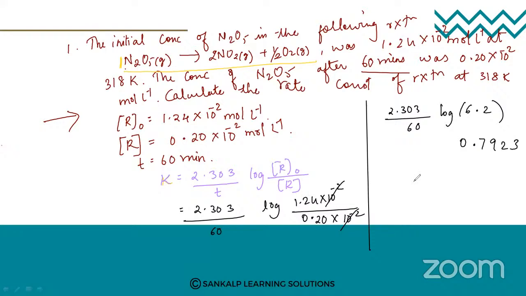2.303 divided by 60 is how much? It is 0.0383. So this into this, how much is it? Just see how much you are getting. 0.0383 into 0.7923, so I have got the rate constant value as 0.030. What is the unit? It is per minute. Has everybody else got the same? What are your answers? Yes, 0.0330. Yes, VB has got it as 0.030. What about others?